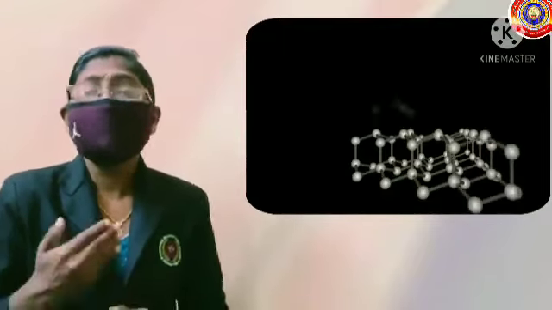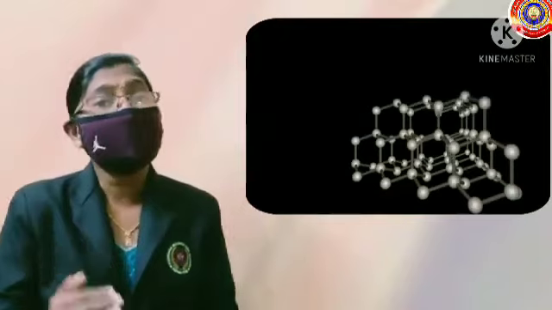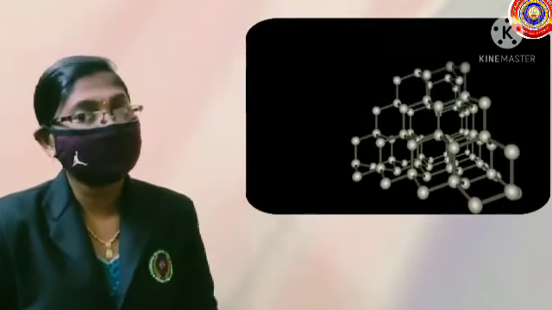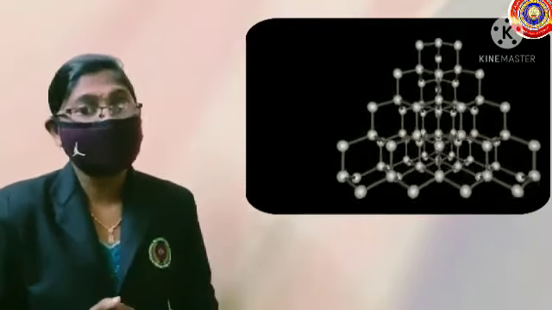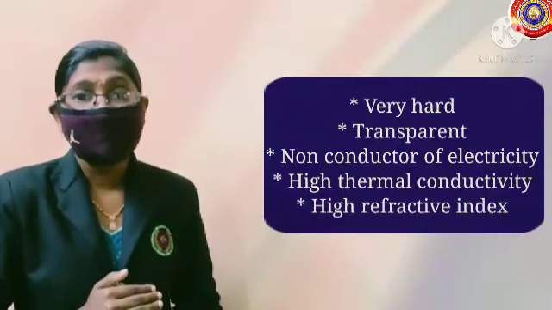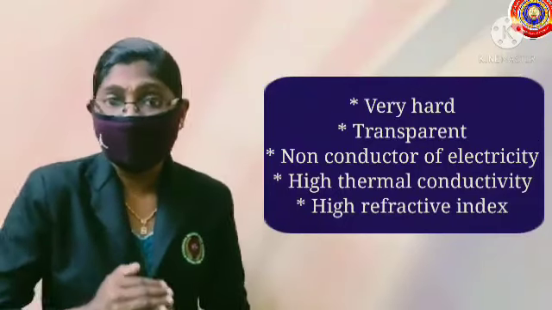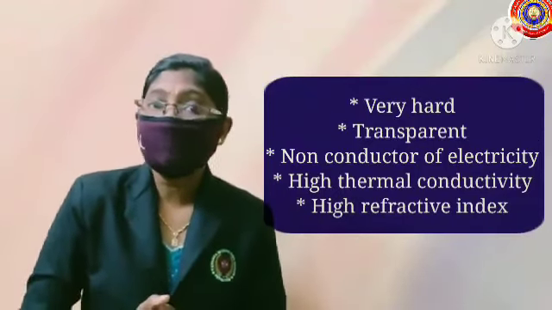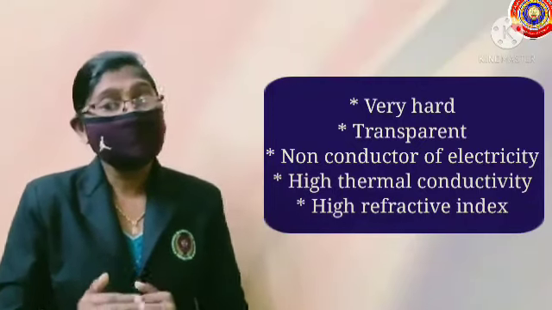In diamond, as you can see, the crystalline structure possesses no free electron. That is why it acts as a poor conductor. Then we discussed the transparent nature of diamond, right? And also the thermal conductivity and the refractive index of diamond. So diamond is very hard, it is transparent in nature, it is a poor conductor of electricity and possesses high thermal conductivity and high refractive index.